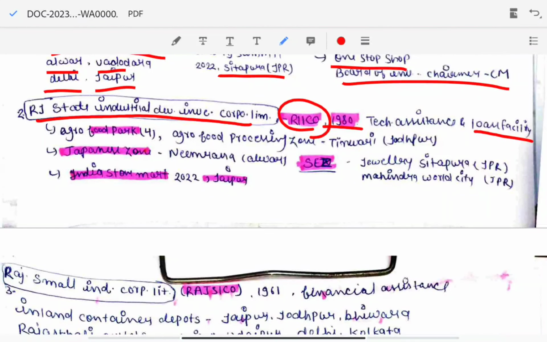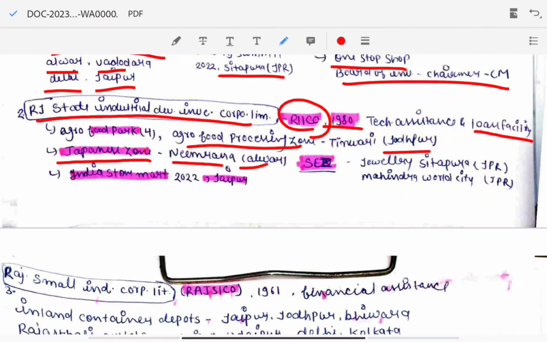So there are four agro parks. I'll ask you to comment down the four agro parks if you remember them, and if you don't, please go to chapter 2 and revise from there. Then there will be an agro food processing zone in Jodhpur. Then there is a Japani zone in Neemrana, Alwar. If someone of you has visited Delhi by RSRTC buses, it is basically on the road. You can easily see that zone too. I myself have seen that.